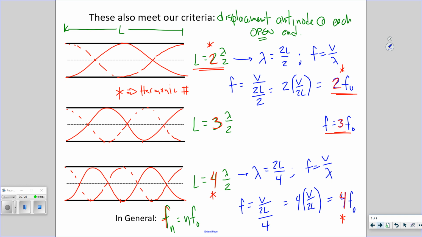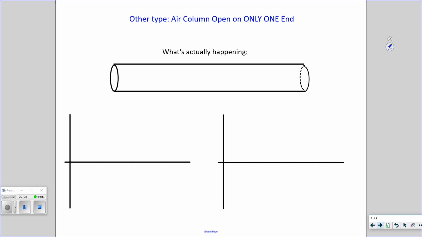All right, next video to come, we'll talk about a different system where there's an air column that's open only at one end. We'll close one end, quite literally, like put a cap on it or something like that, weld a piece of metal over the end. All right, but the other end's open. So that's coming soon.